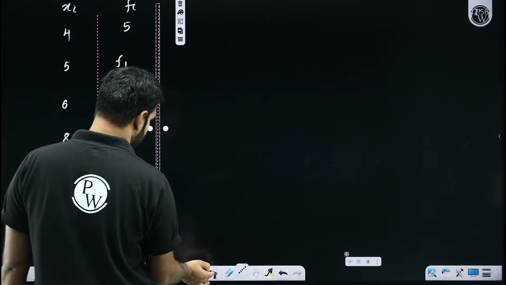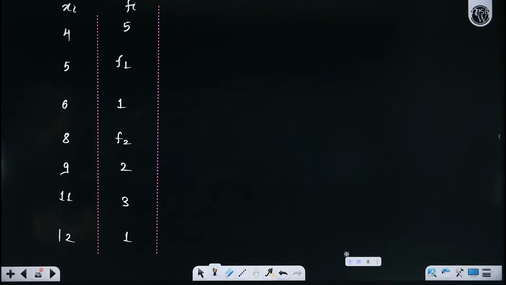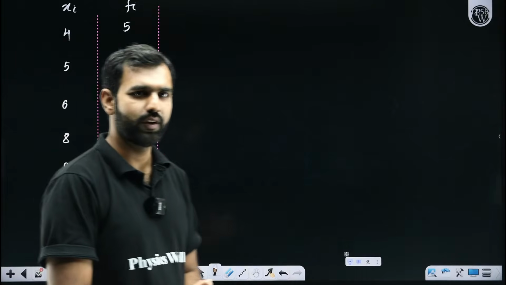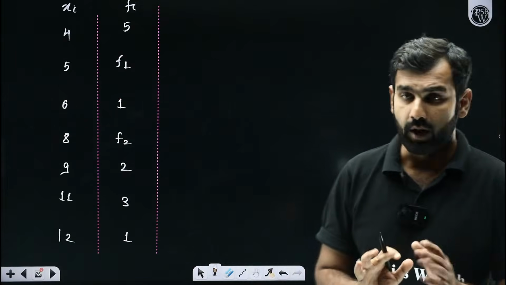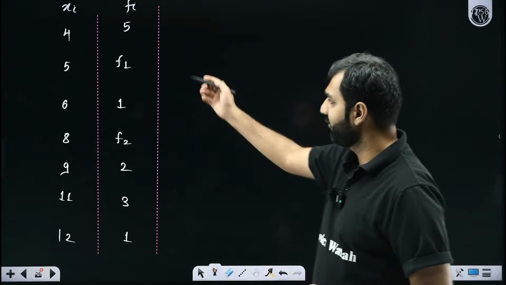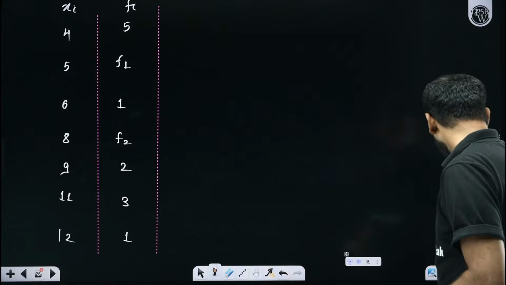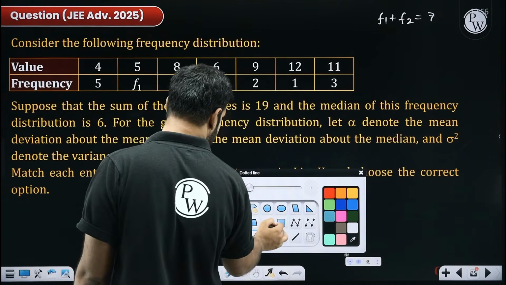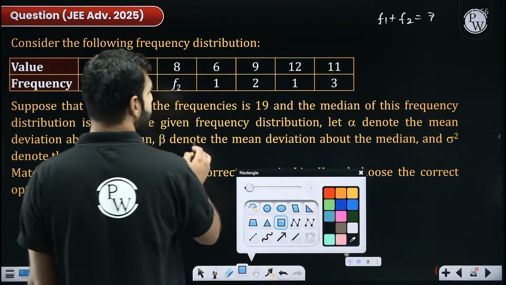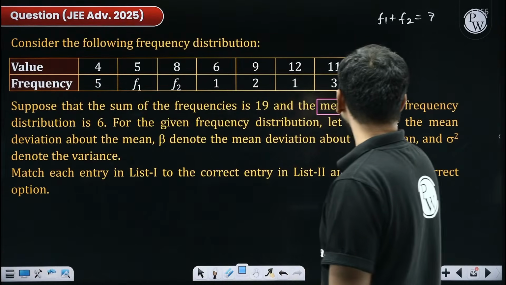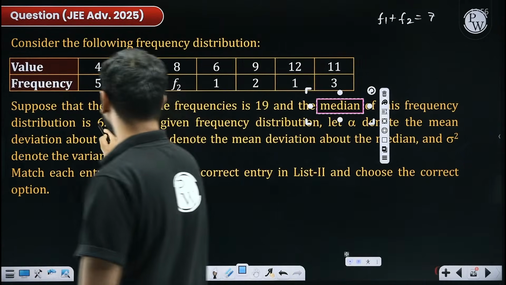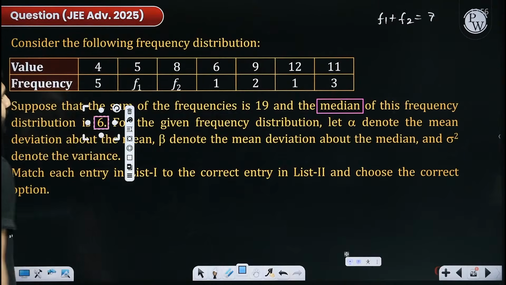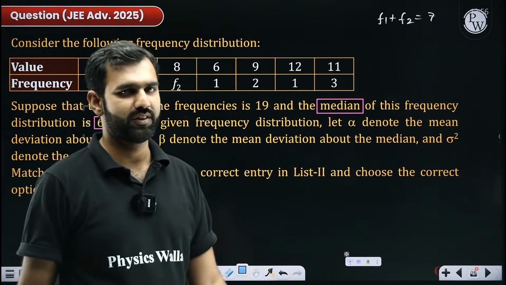Now let's talk about the next information. Everyone comfortably understanding this part? No confusion on whatever we have done so far. Now let's focus on cracking f1 and f2. What are we told? We are given data which says that the median of this frequency distribution is 6.